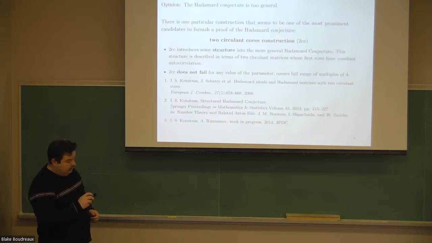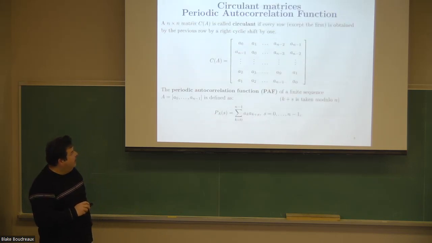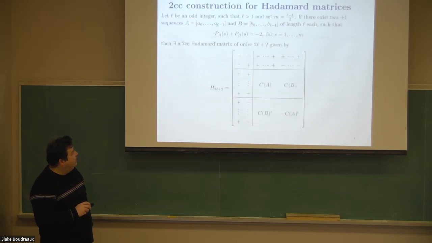And well, this is what I was telling you already. These two circulant core constructions that we put together, if you like, in this paper in the European Journal of Combinatorics, and later on in these proceedings edited by Jonathan Borwein, Shparlinski and Zudilin, we give some more details on this construction. And we went through all of that.